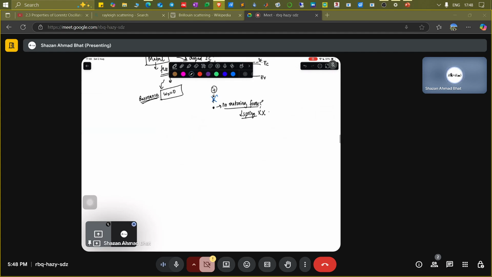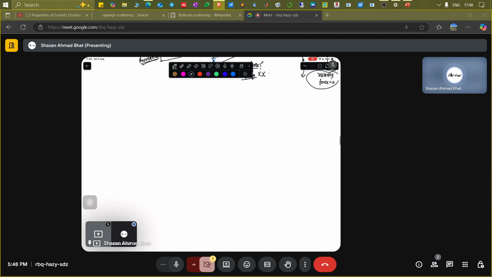That means it's not attached to a nucleus. It's almost like a free electron. So there is no restoring force here. That means if the electron goes this way, nothing is going to make it come back. Earlier, if the electron went this side, there was a spring which we used to bring it back. But now, if the electron goes in this direction, there is nothing restoring it. So the restoring force is zero in the case of free electrons in a metal.